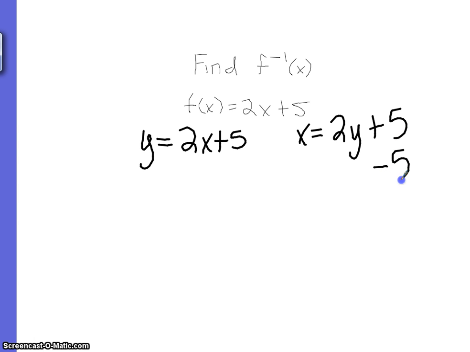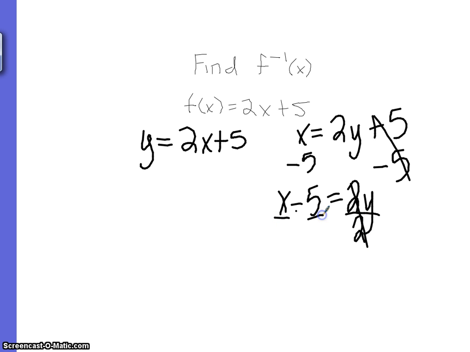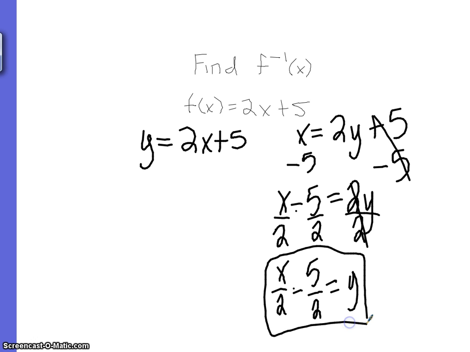I'm going to start by subtracting 5. And I've got x minus 5 is equal to 2 times y. I'm going to divide both sides by 2, and I have to divide everything by 2, and so my answer would be x divided by 2 minus 5 divided by 2 is equal to y, and that would be the function for f inverse.